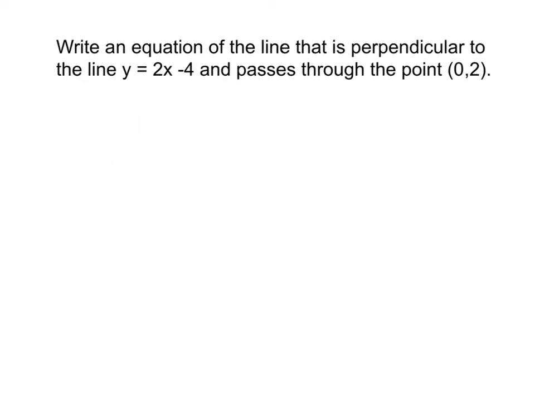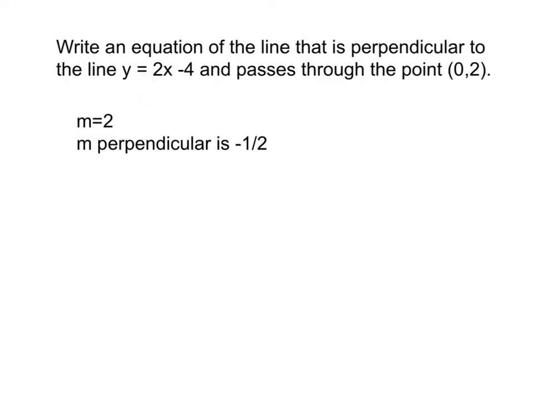Okay, we're going to start with this last example. It's kind of the same as the one we just looked at, except we have a different keyword. This time the keyword is perpendicular. And we're trying to find the equation of the line that's perpendicular to this line here. Now we know, because this is in slope-intercept form, y is equal to mx plus b, and in this case y is equal to 2x minus 4, that the slope of this line is 2.